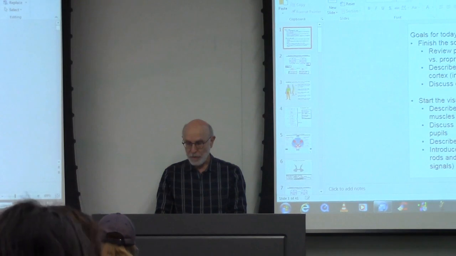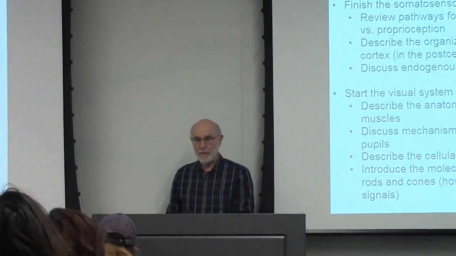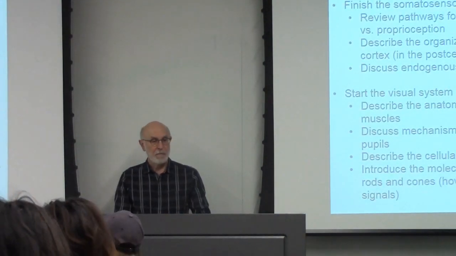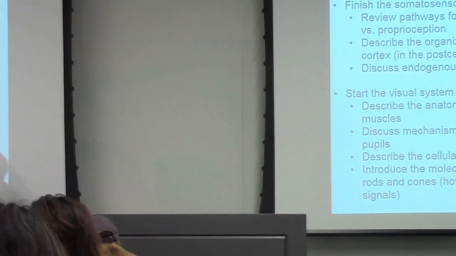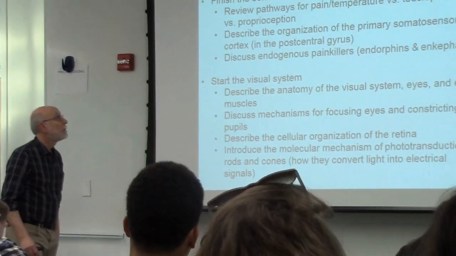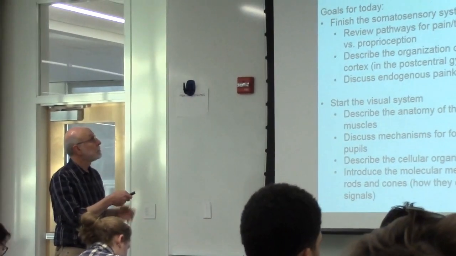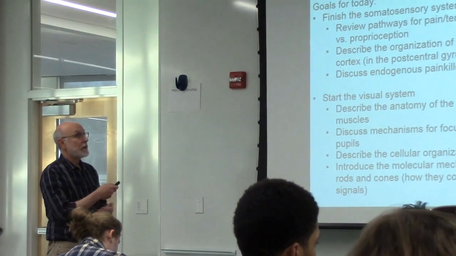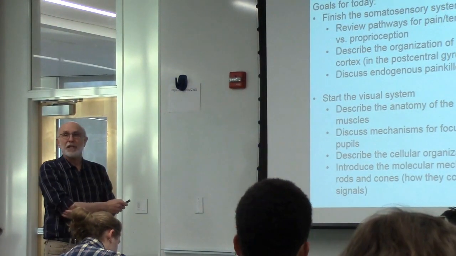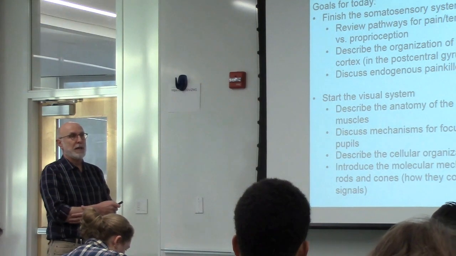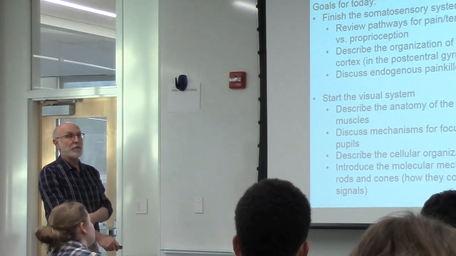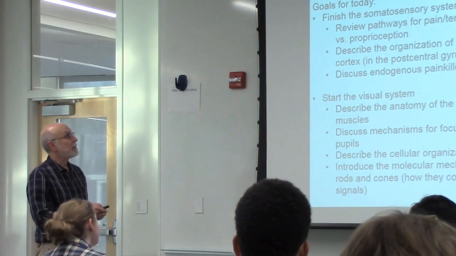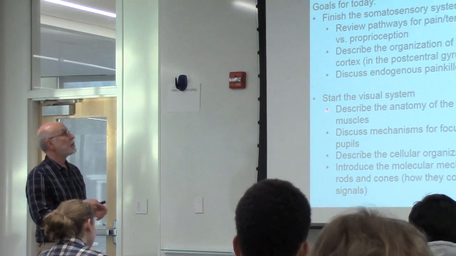So our goals for today are to finish up the somatosensory system with some review, and then move from the organization of the spinal cord into the organization of the brain, and then discuss for a moment modulation of somatosensory perception, especially pain, by endogenous opioid neurotransmitters, endorphins and enkephalins. And then we'll start the visual system.